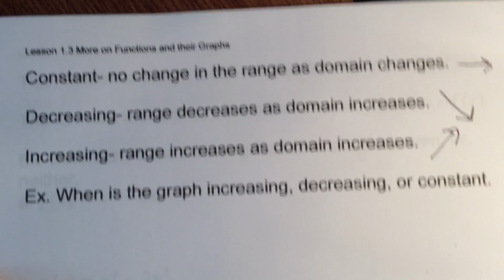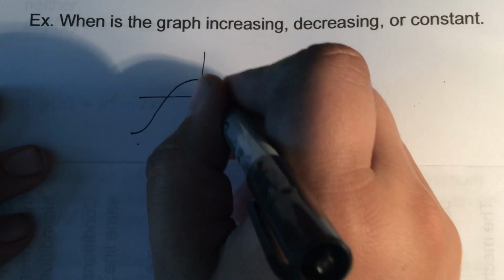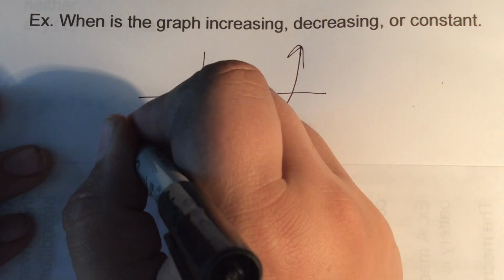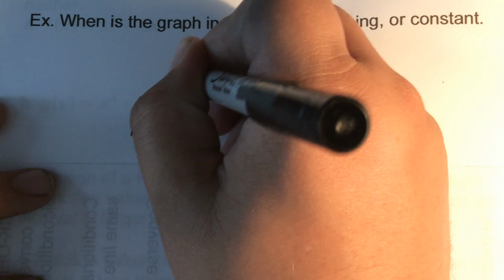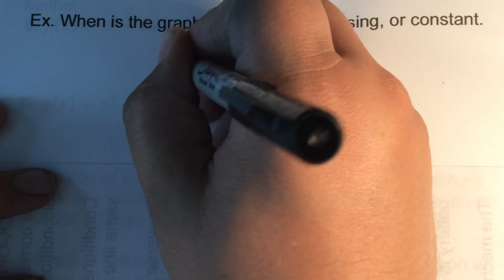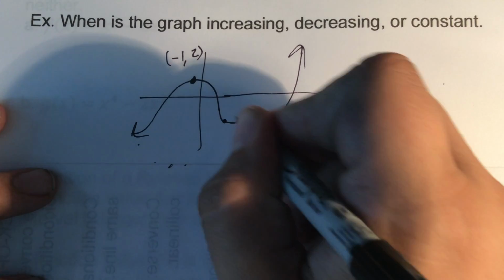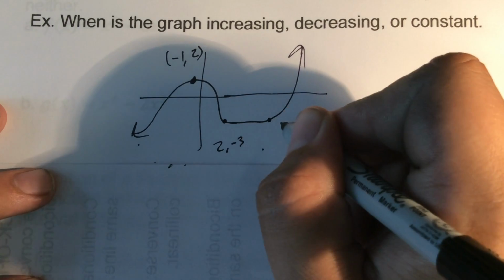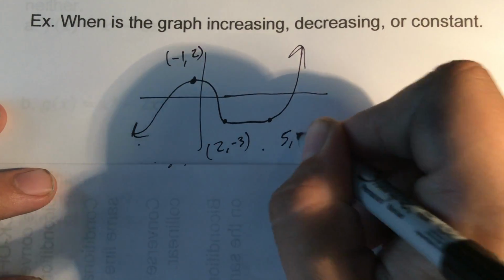So, if I draw you a graph here, let's say here's our max at (-1, 2). Here's where we minimize at, say, (2, -3). And at this point is where we stop and we start going back up, which would be at, let's say, (5, -3).